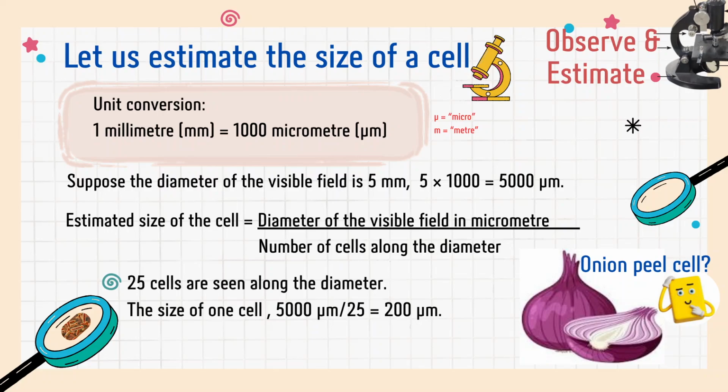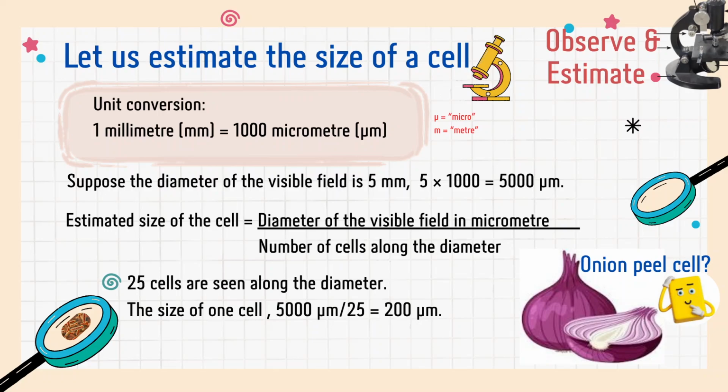First, measure the field of view. Place a transparent ruler on the stage of the microscope. You can focus on it using the adjustment knob. Look through the eyepiece to see the bright circular field of view. Measure the width of the circle using the millimeter marking. If it measures 5 millimeters, convert it to micrometers, that is 5 into 1000 equals 5000 micrometers.